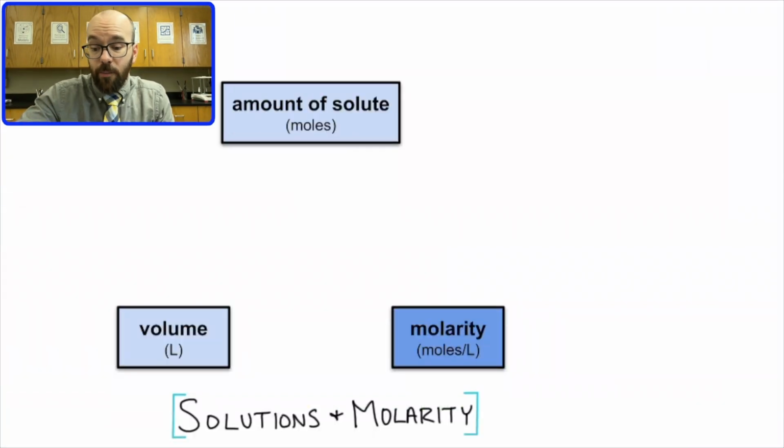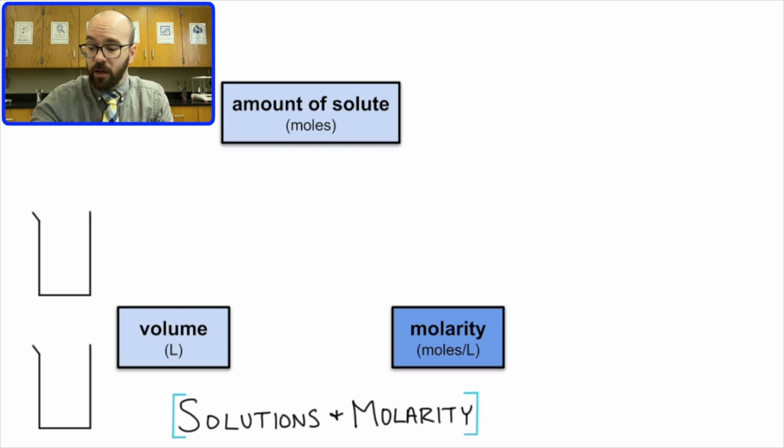So in my diagram, I have those three quantities, the amount of solute, the volume, and the molarity. I'm going to talk about the differences between them and what they're really measuring here to start. So let's start with volume. Volume is just going to tell us how much space the liquid takes up.